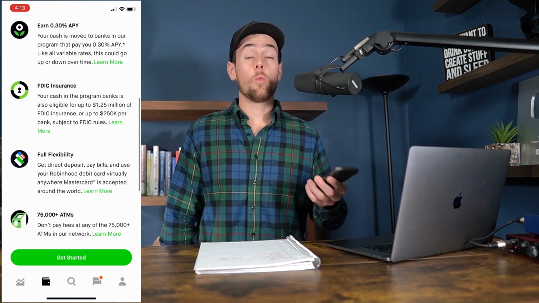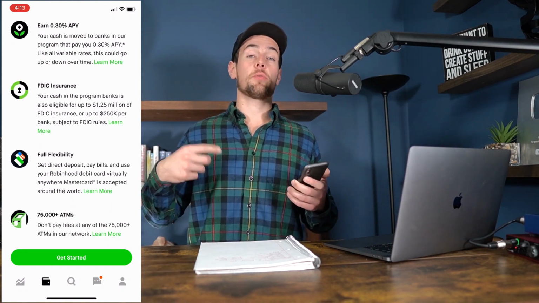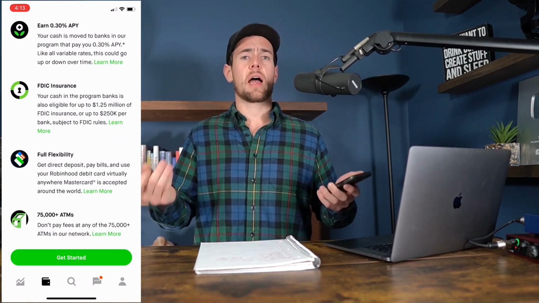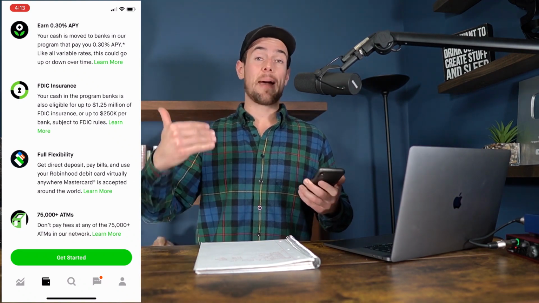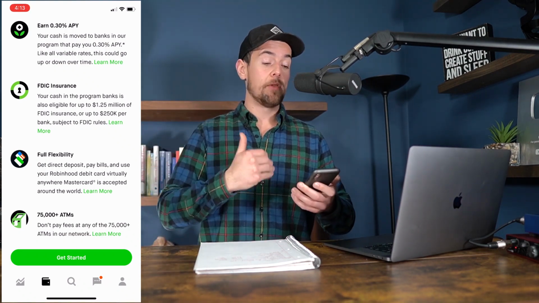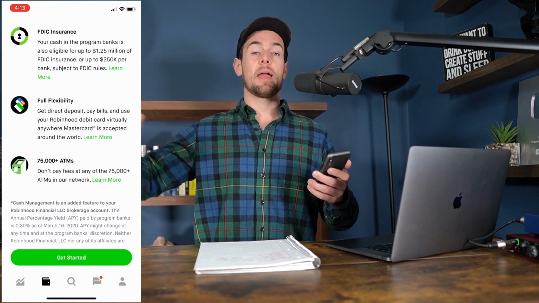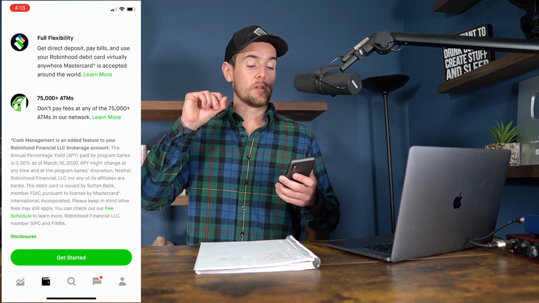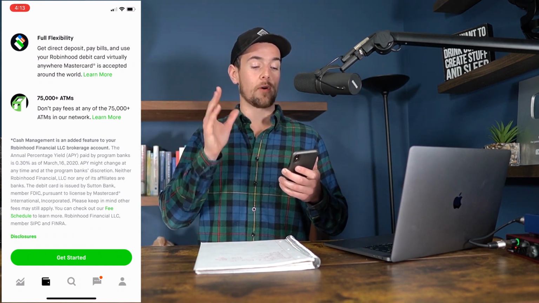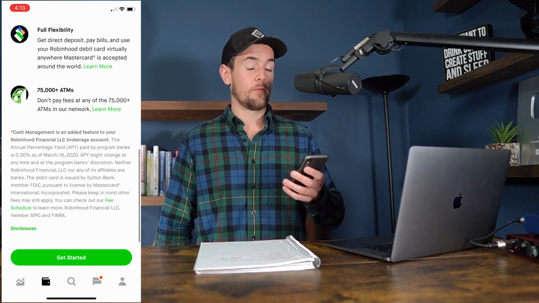from the brokerage account. Now, with that cash management account, you're going to get a couple of different things. First of all, it currently pays 0.3% APY, which is about 6 times higher than the national average, which is 0.05% APY. So if you're looking to maximize the interest from your savings, this may be an option to explore. It's also FDIC insured through their custodial bank up to $1.25 million. And you have full flexibility here for doing direct deposit, paying bills, and they also offer a virtual Robinhood debit card if you want to use the checking account as well. And you will have fee-free withdrawals from over 75,000 different ATMs.